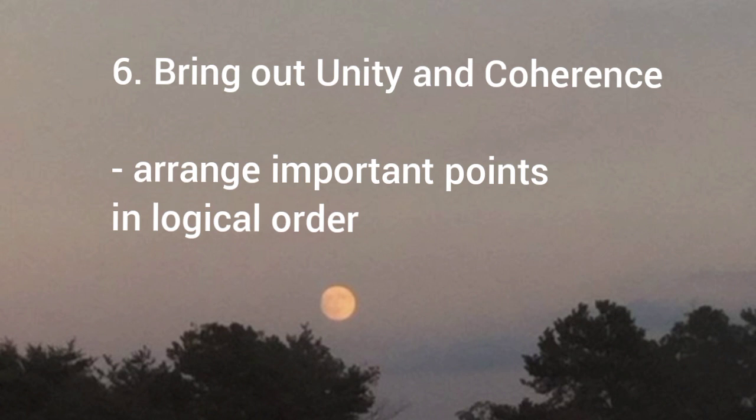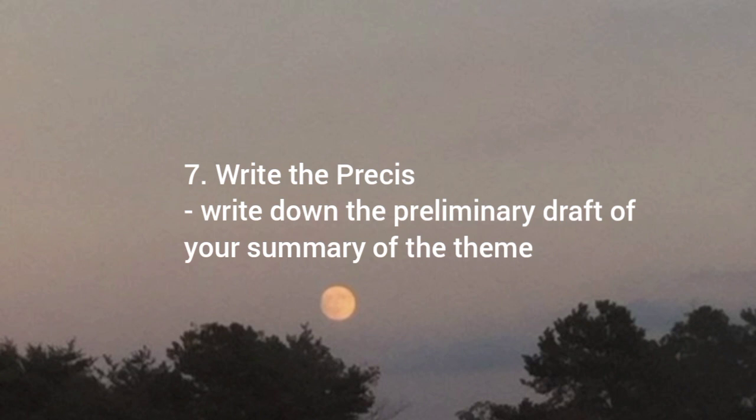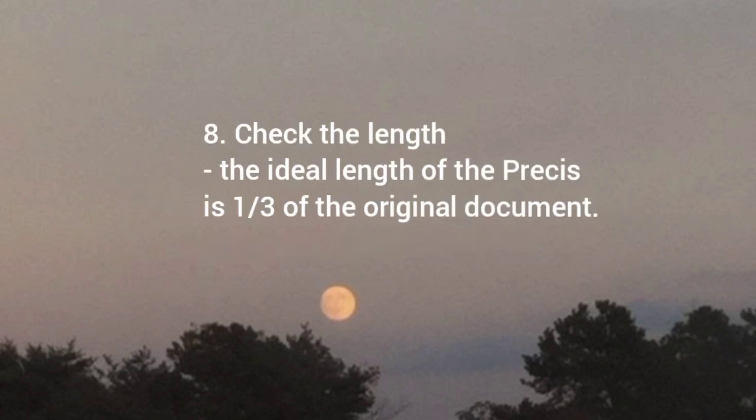Then we can write down the preliminary draft on the basis of our summary of the theme. Precis, how we can start writing the precis based on that. And after that, the thing we have to do is we have to check the length of the precis. Ideally, it should be 1/3 of the original document, of the original passage.